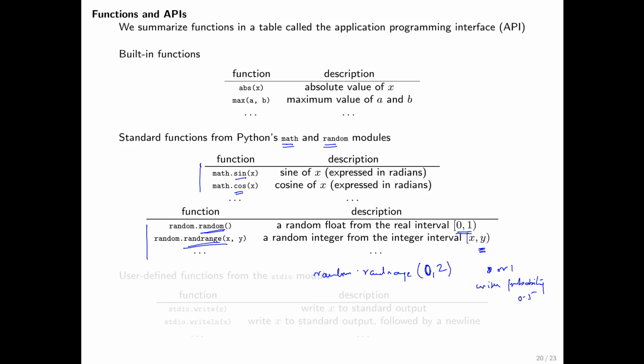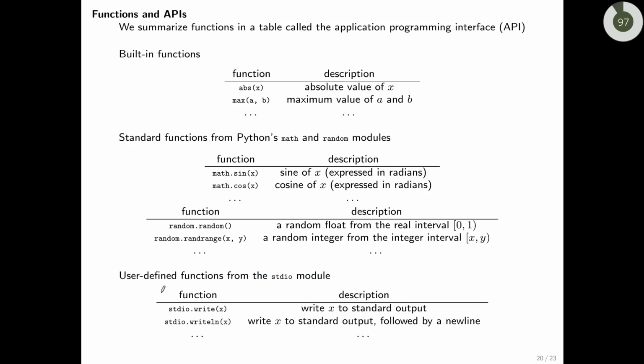Another example is if you were to use this function to simulate the roll of a six-sided die, you would say something like random dot randrange 1 through 7, because the right bound is not inclusive. So this call is going to return a random number between 1 and 6, right? And that simulates the roll of a six-sided die.